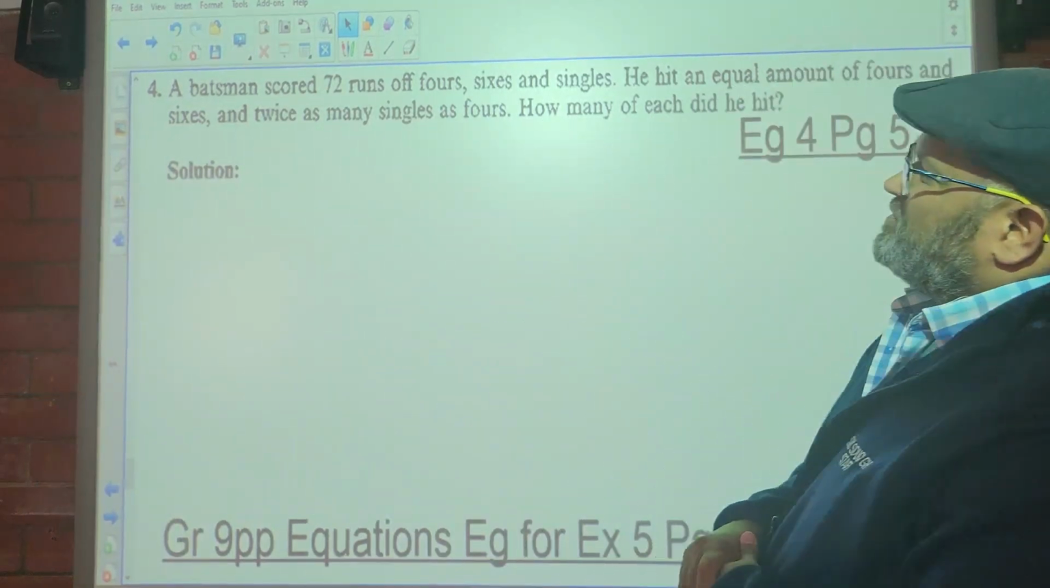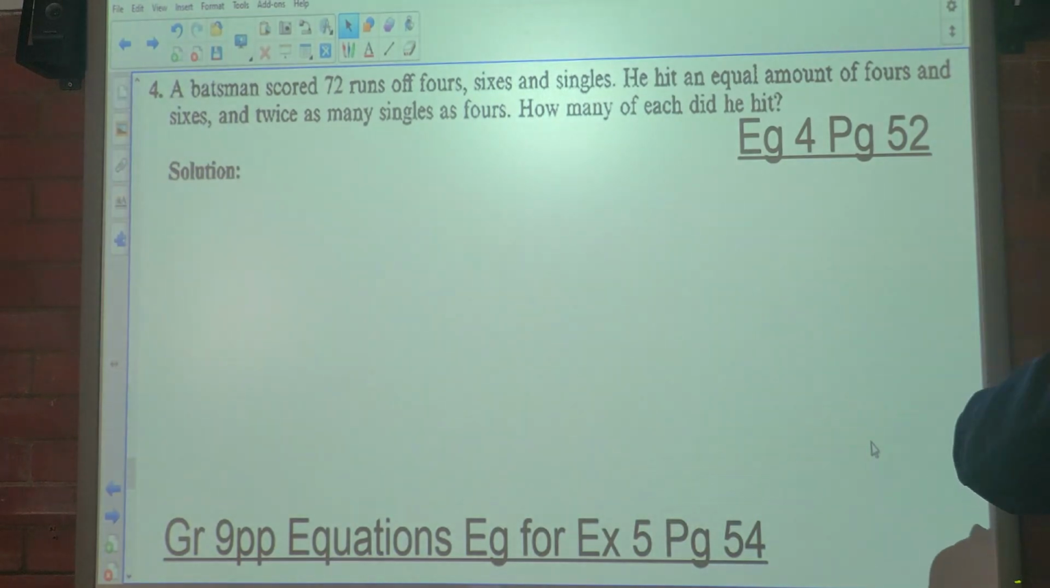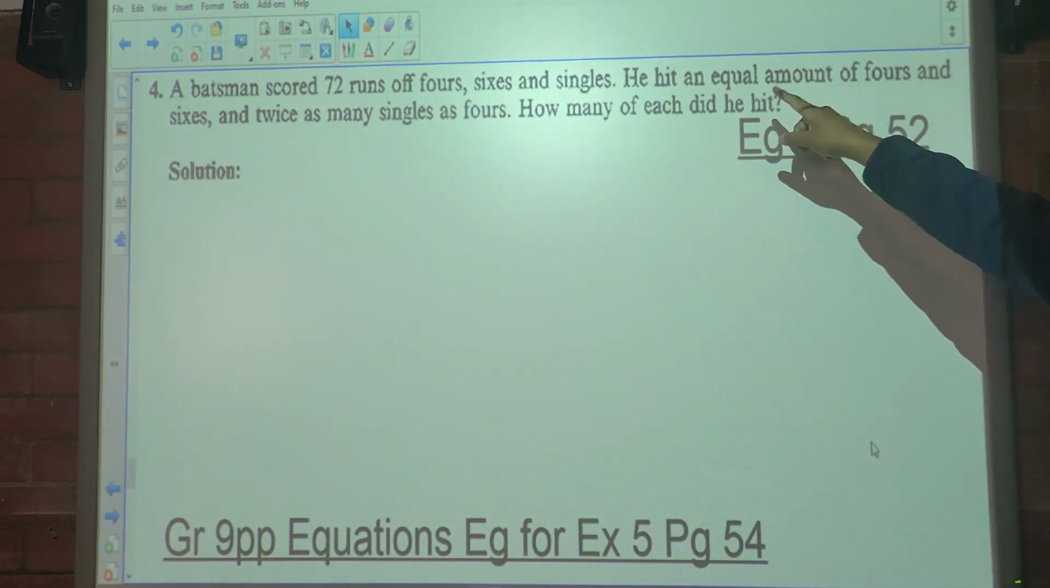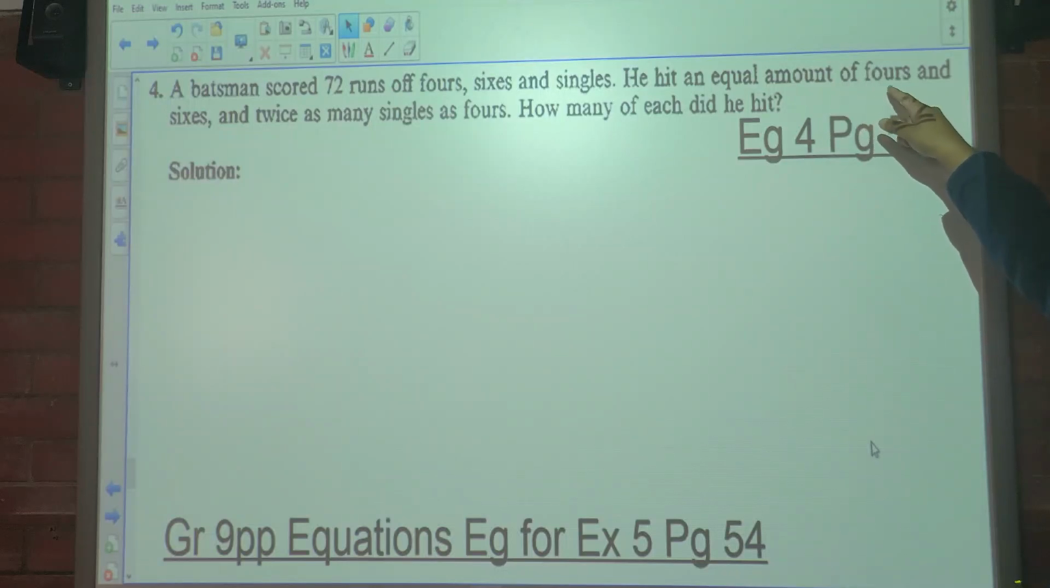The batsman scored 72 runs of 4s, 6s and singles. He hits an equal amount of 4s and 6s.